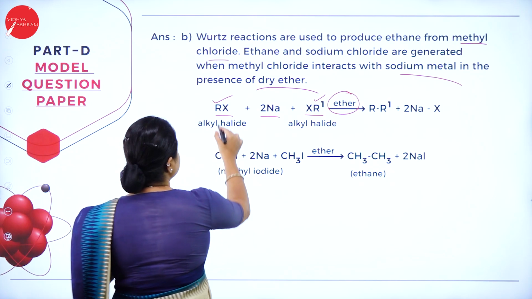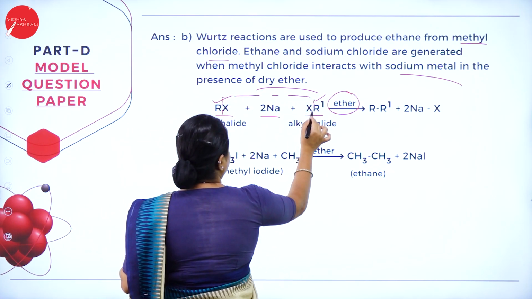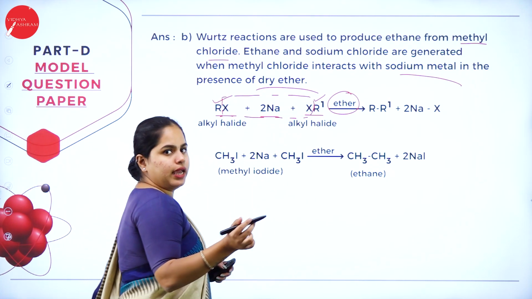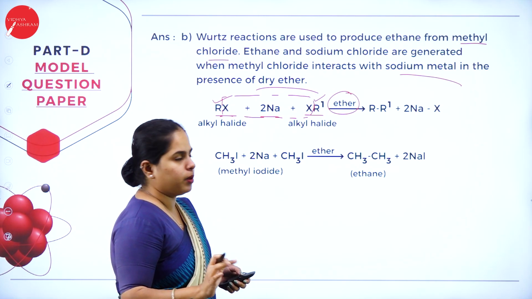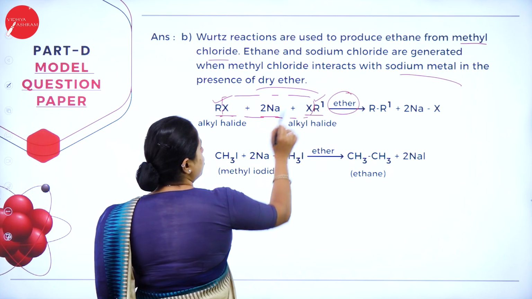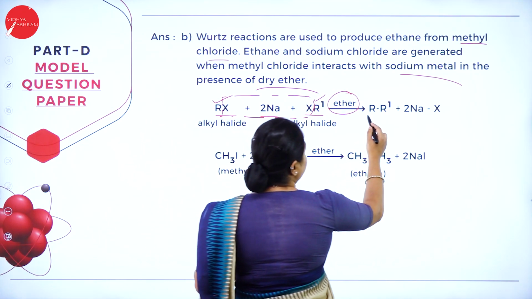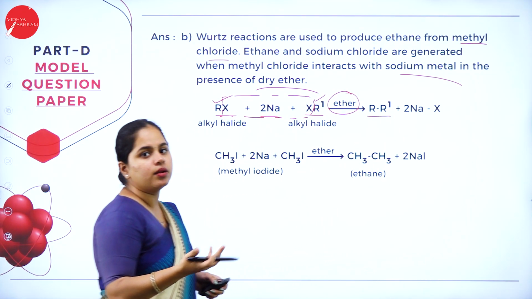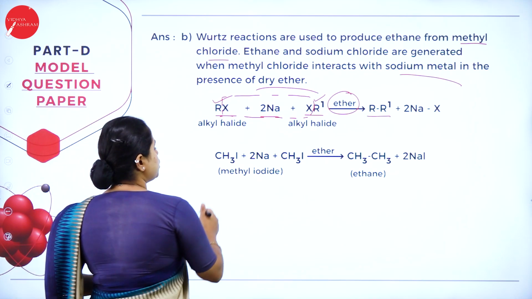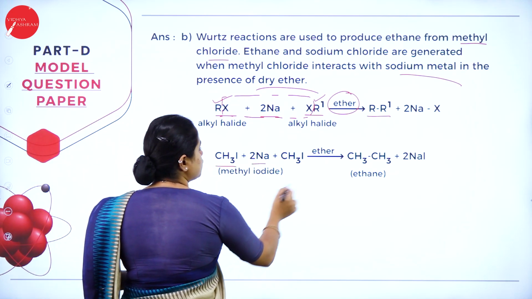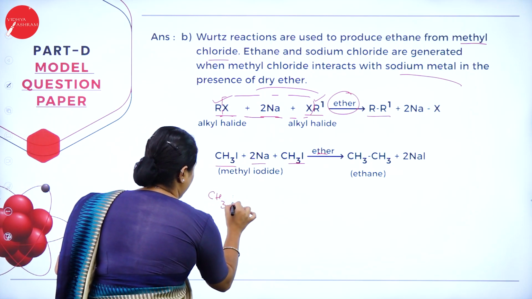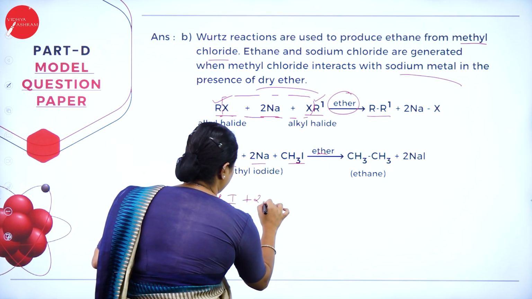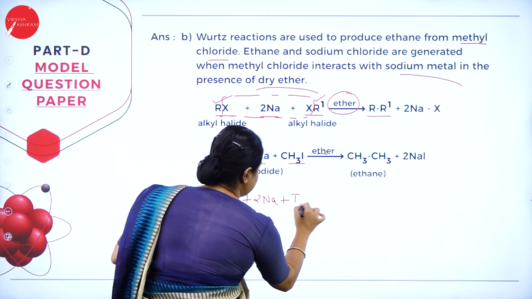So now what happens? This much part will be removed as 2NaX, sodium chloride or sodium bromide, whichever halide it will be formed. Now what is left behind? These two alkyl groups, right? So that will form RR dash, which is your alkane. Okay. Example, it is shown here, methyl iodide in presence of sodium and dry ether. Two molecules we have taken. See, CH3I, and you have 2 moles of sodium and ICH3.